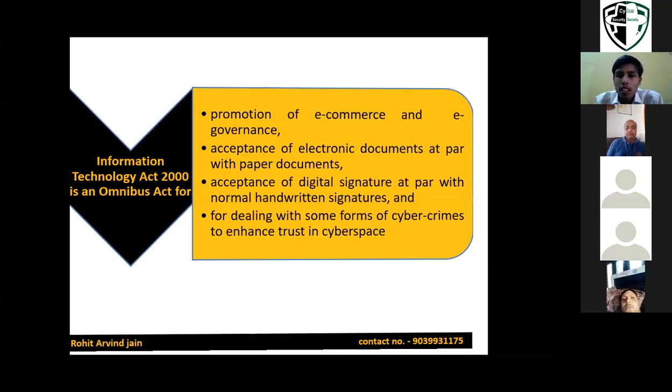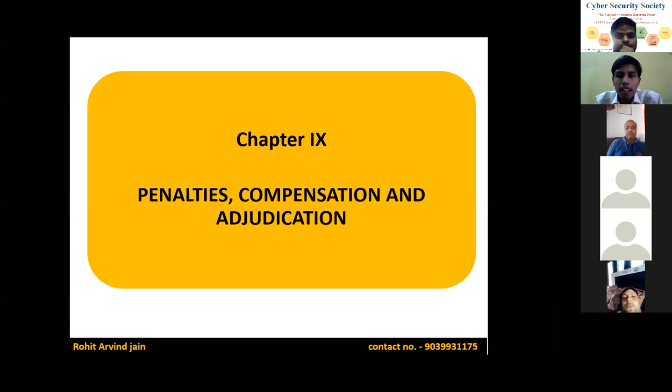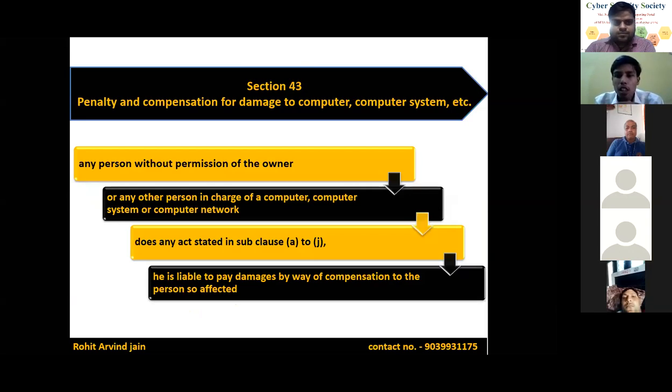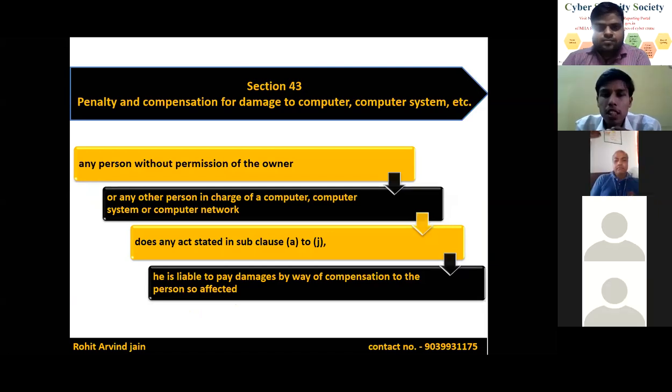Now we directly discuss the penalties, compensation and adjudication, the laws regarding penalties for cybercrime in India. The most important section in our IT Act is section 43, which covers penalty and compensation for damage to a computer system, etc. If any person, without the permission of the owner or of the person in charge of a computer, does any act which we'll discuss in the next slides, he will be liable to pay damages or compensation to the person who has been affected.